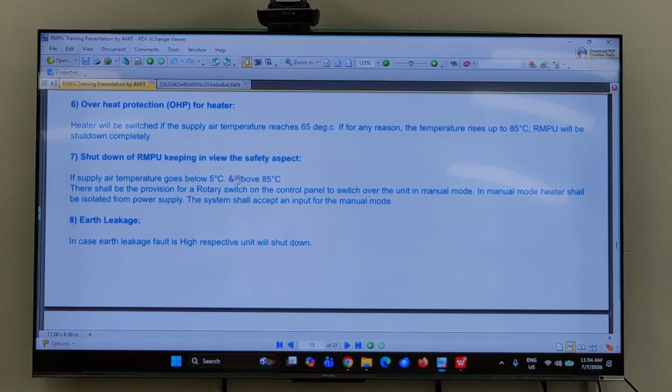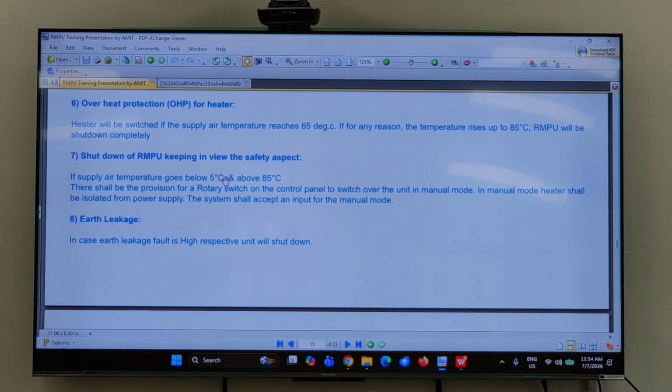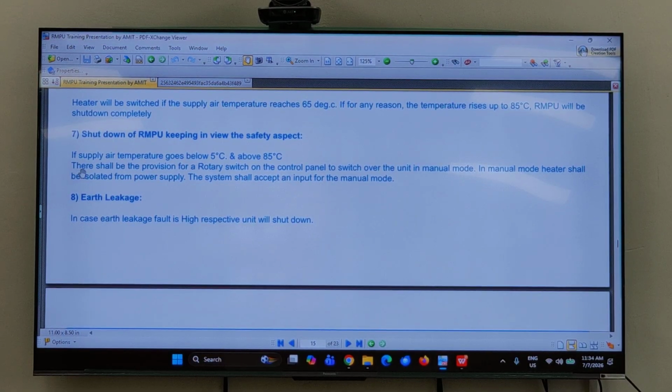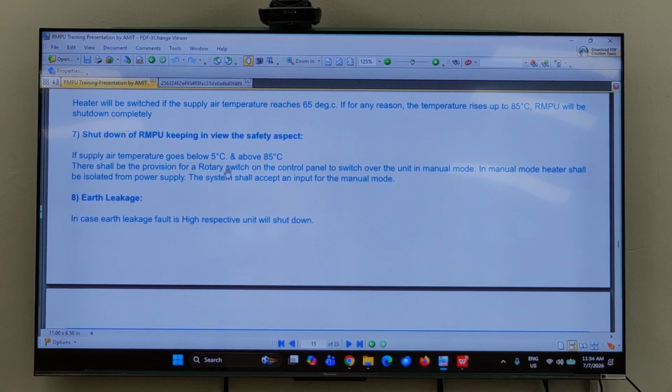If it is less than 5 degrees, then RFQ will shut down. If it is more than 85 degrees Celsius, RFQ will shut down. Then again, there shall be provision for a rotary switch on the control panel for the manual mode.